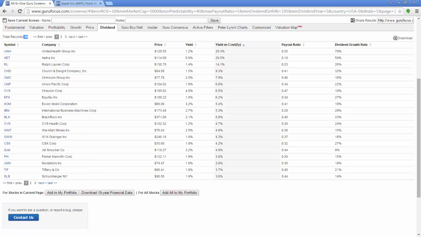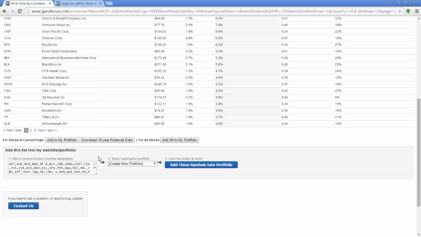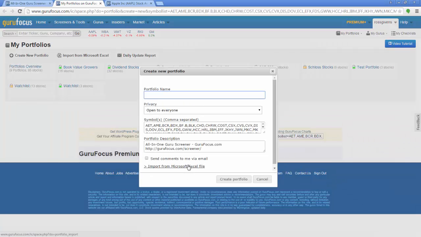Okay, so let's go ahead and do that. I'll show you how easy this is. Add to my portfolio. This little box comes up. You can select a portfolio you already maintain, or you can just add these into a new portfolio. This little window pops up. You can name it. Let's say you want to name it high yield. It's got all the tickers listed there.